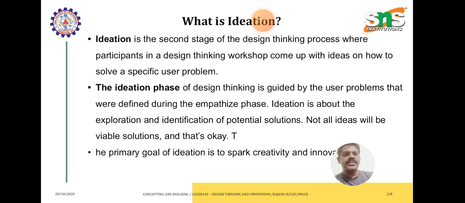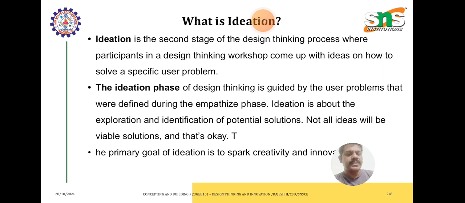So, what is the ideation stage? Ideation is the second stage of the design thinking process, where the participants in a design thinking workshop come up with ideas on how to solve a specific user problem by brainstorming. The ideation phase is guided by the user problem defined during the empathize phase itself. So ideation is about the exploration and identification of potential solutions.